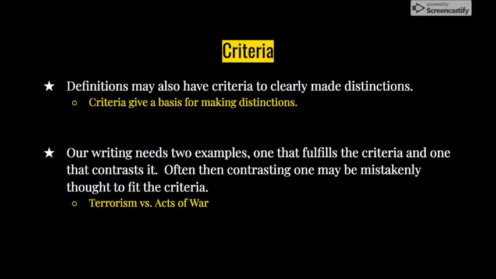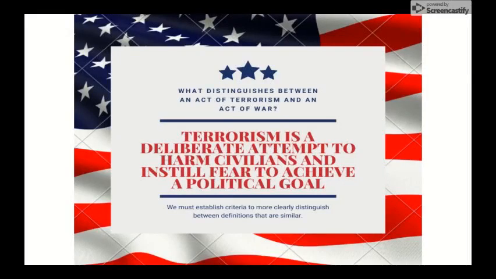Another thing we can also add to our definitions is the use of criteria. Criteria give a basis for making distinctions in definitions that can often seem very close to each other. The example given by Hillocks is the definition of terrorism versus the definition of an act of war. Both of those things might end with the killing of civilians, but what makes them different? Well, terrorism is a deliberate attempt to harm civilians and instill fear to achieve a political goal.